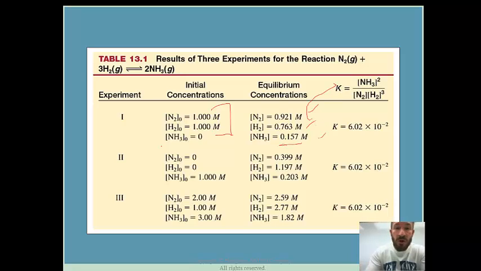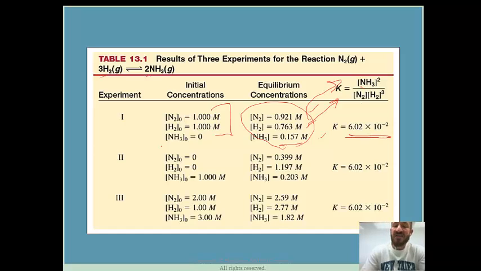When we plug these into our equilibrium expression, notice we took our product, which is ammonia, and squared it because it's squared in the reaction. That's over the concentration of nitrogen, times the concentration of hydrogen, and hydrogen's cubed because it's cubed in the reaction. Now if we take these values and insert those into our K expression, we end up with this constant, our K value. Notice this is a capital K. There are no units on K.